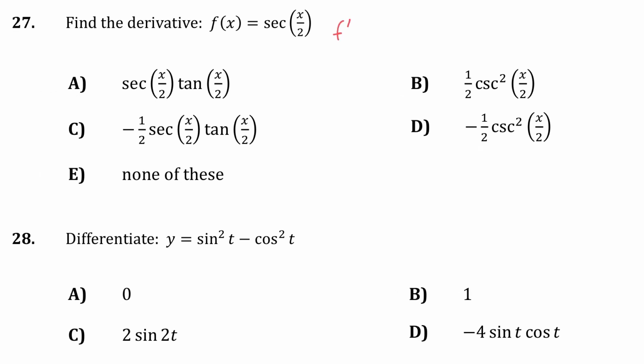So f prime of x would be: the derivative of secant is secant of x over 2 times tangent of x over 2. And then we have times a half, right? Because as we take the derivative of that, you have to take the derivative of what's inside, which is 1/2 times x. Well, the derivative of x is just 1, and so you still have that 1/2 in front. So it's times 1/2, because that's the derivative of the inside.